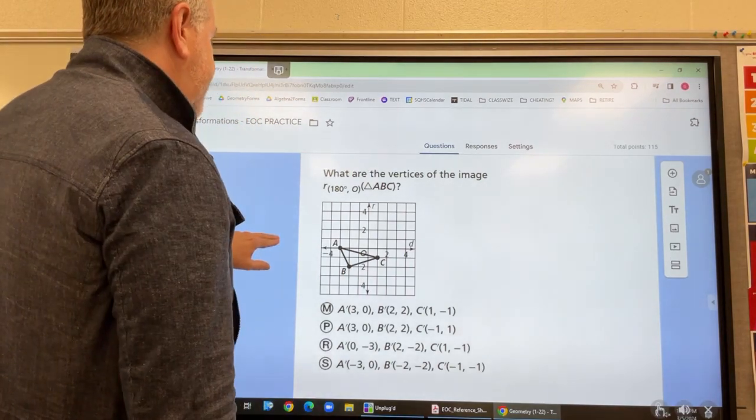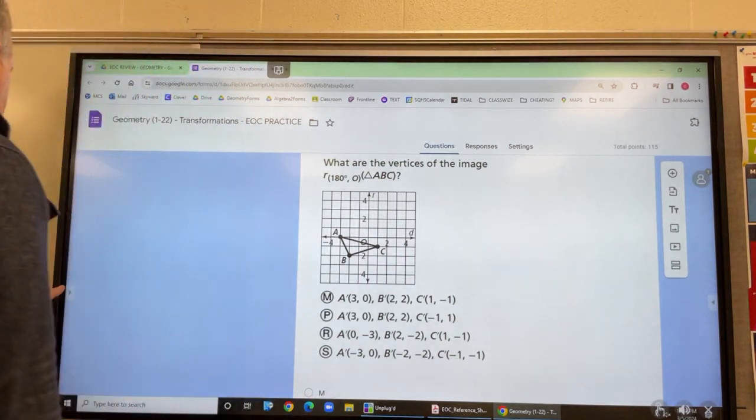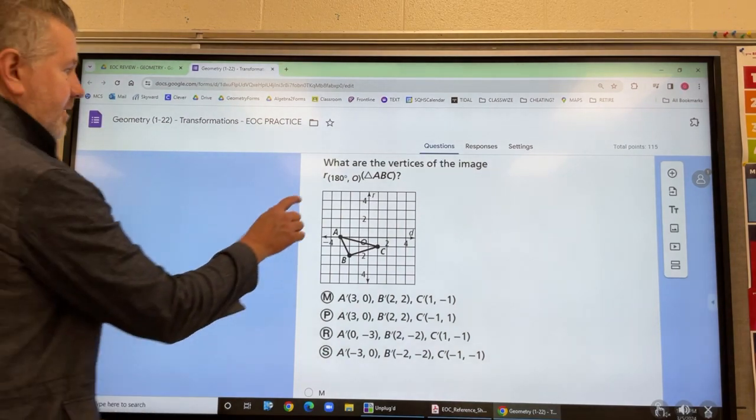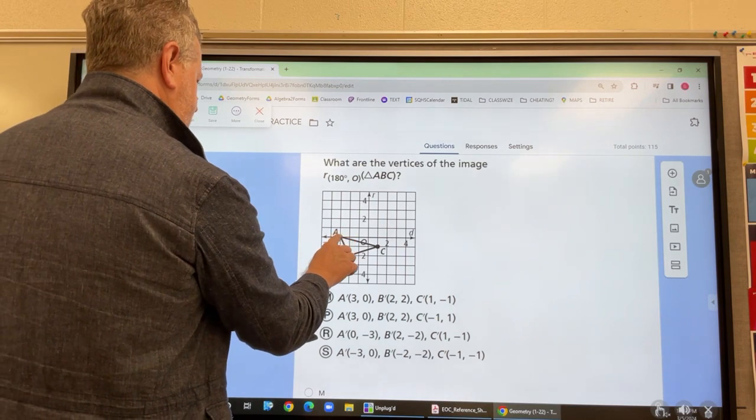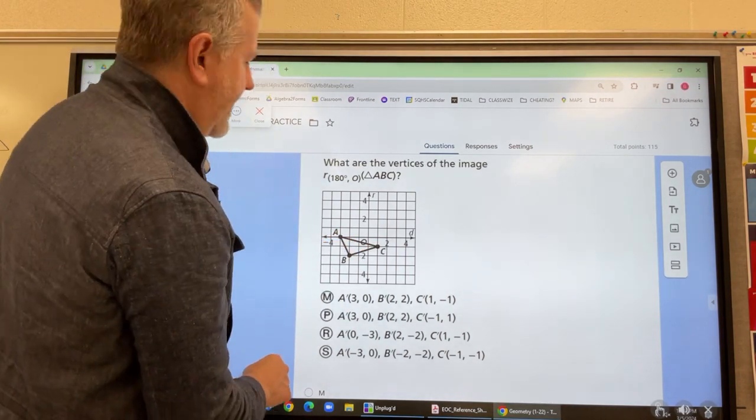So what are the vertices of the image? We're rotating ABC 180 degrees around the origin. So the vertices, we're starting off here, here, and here, and let's see where we are.